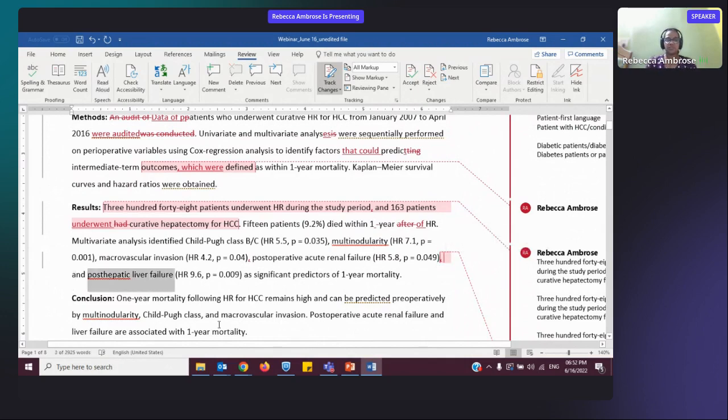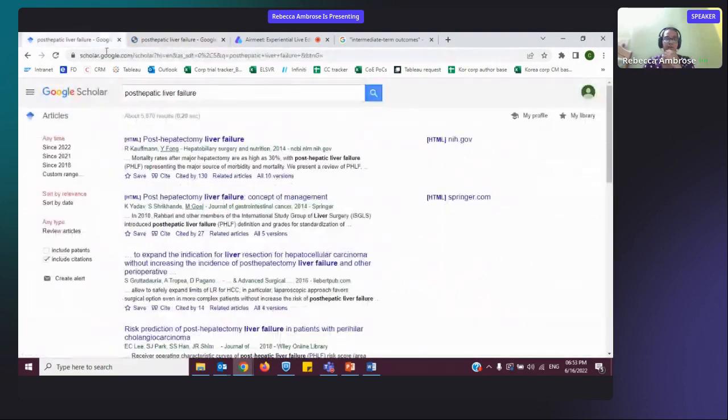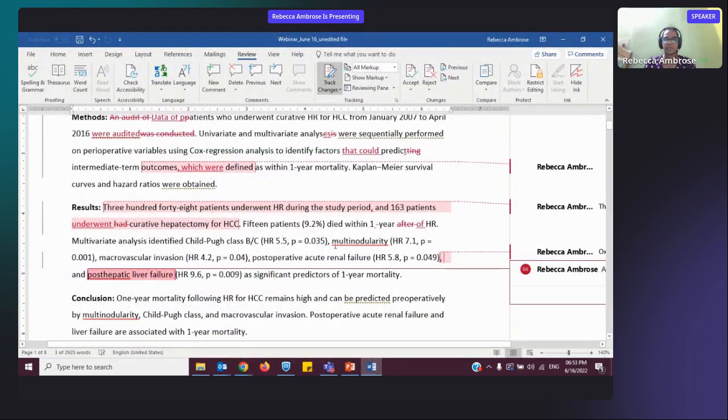Another thing to note over here is that this particular term, now hepatic means liver, and this basically reads like post liver failure, which doesn't make sense at all. So if we Google this, they're probably referring to post hepatectomy liver failure. So this is something that we can change, or we can ask the author. Technically, this is obvious that they're referring to post hepatectomy liver failure, so we would make the change directly as significant predictors of 1 year mortality.